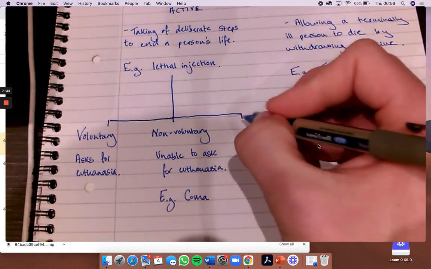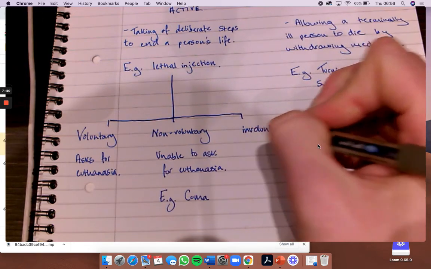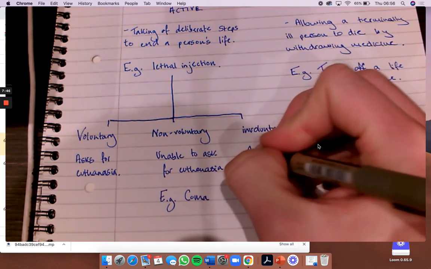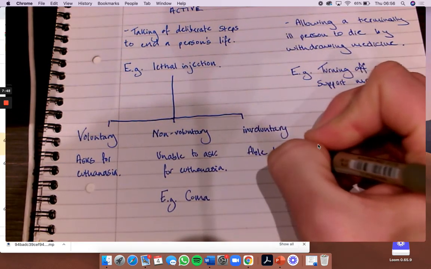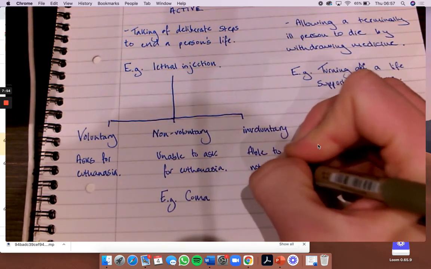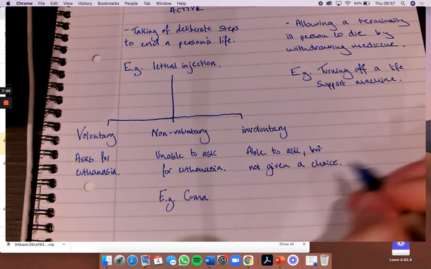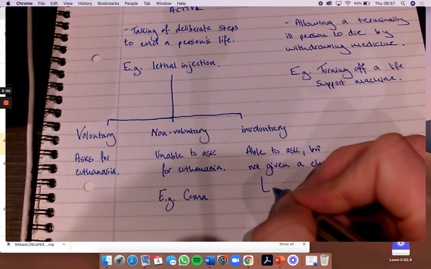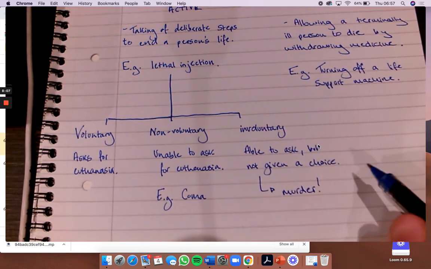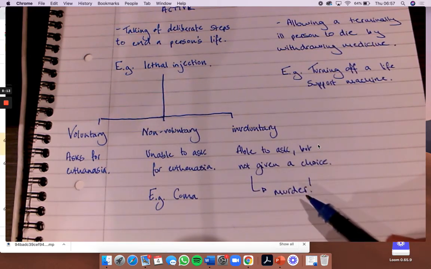And lastly, you have involuntary. And this is when someone is able to ask, but not given a choice. And this is seen as murder, because someone was able to choose, say yes, say no, but they were given euthanasia anyway, and that's seen as murder.